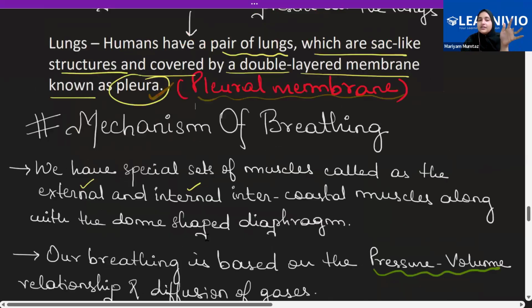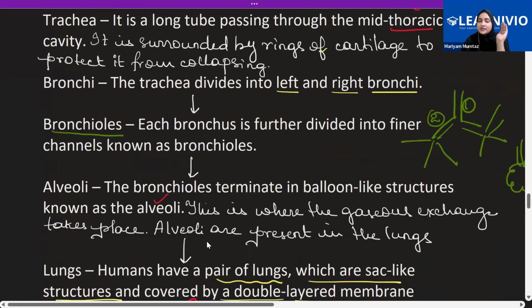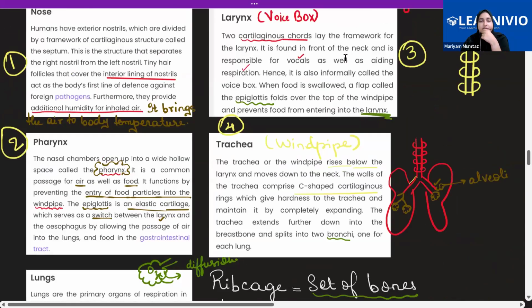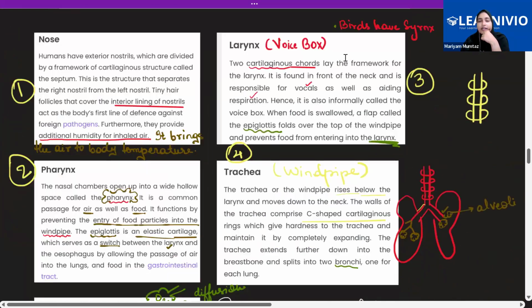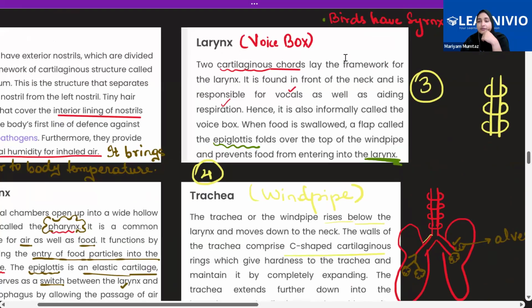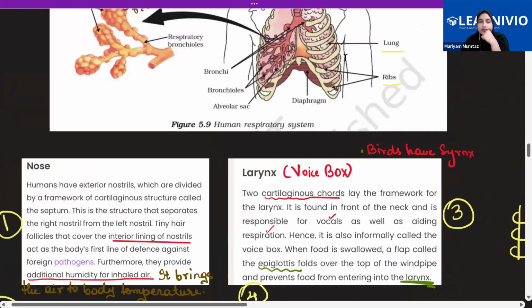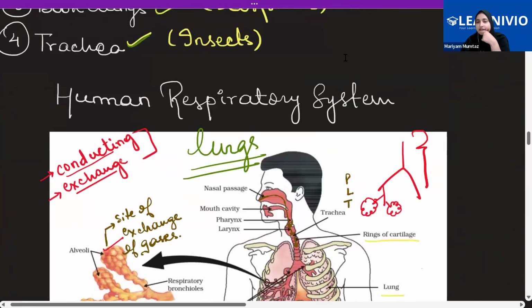So the different parts of our human respiratory system are clear to everyone. Any doubts? No, ma'am. Okay, all right. Now you note down this part. Then we'll move forward and talk about the mechanism of breathing. Ma'am, what should be the heading for this? Any subheading or something? Human respiratory system.